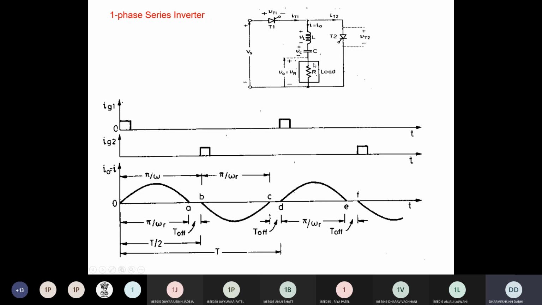And here the commutating components are connected in series, so that's why it is called a series inverter. All of you understand this concept of series inverter? All of you? Yes or no? Is there any doubt? Concept of series inverter?